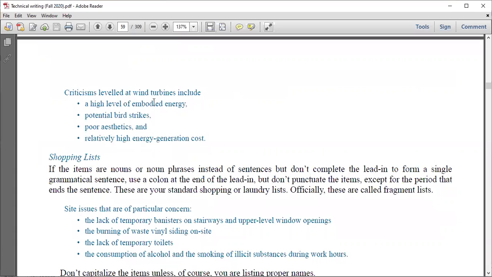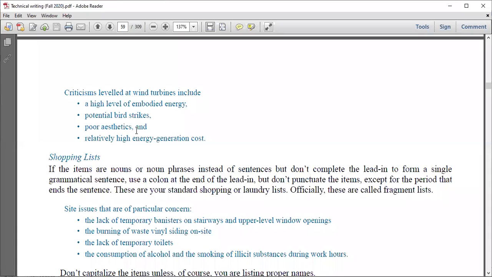Criticism leveled at the wind turbines include. This is another way to do it. You can put commas, but after the comma, when you're closing, you have to put a comma before the last item, and you have to write and. So if you want to use punctuation, commas particularly, you have to put and before the last item.